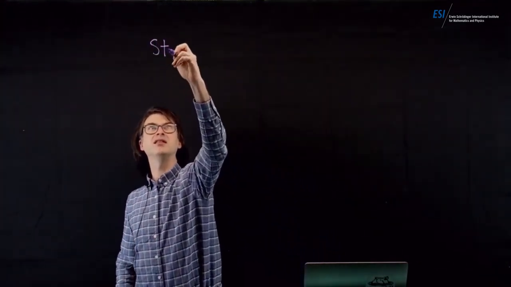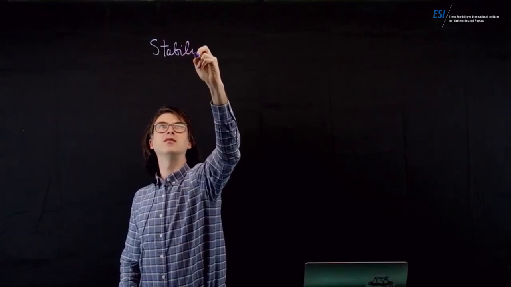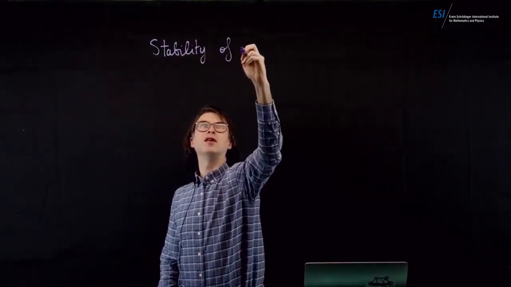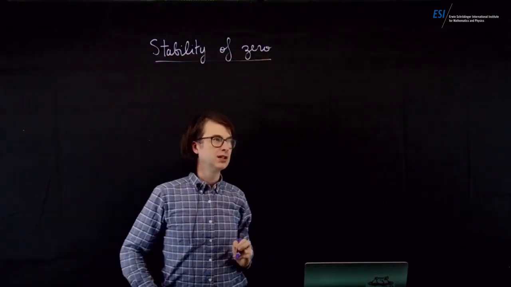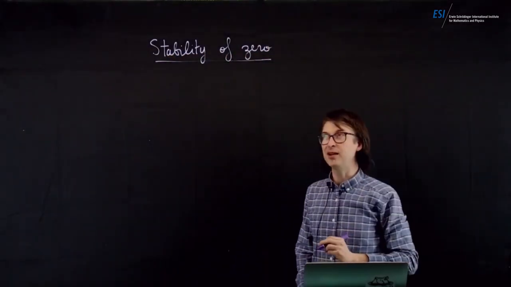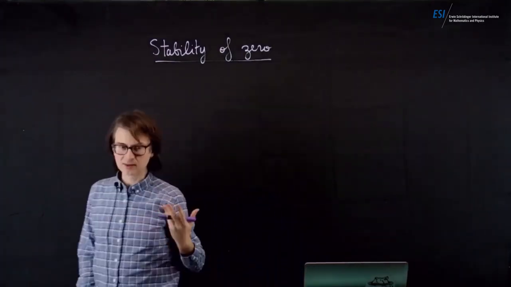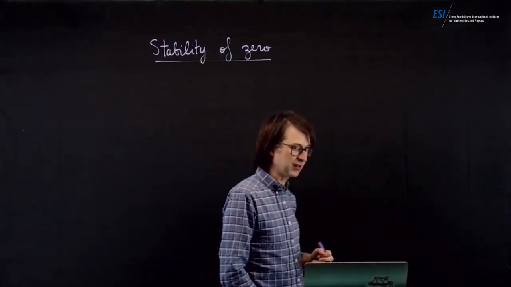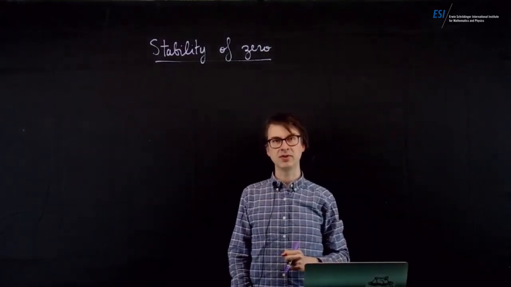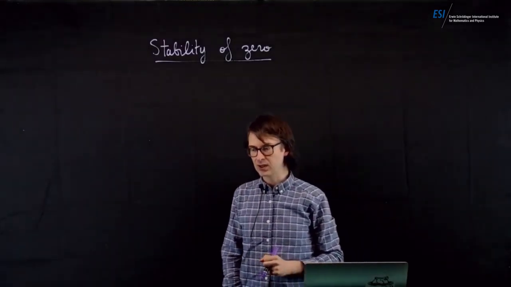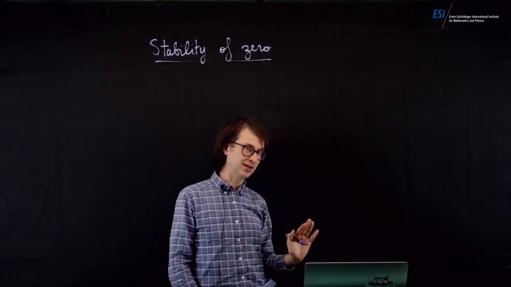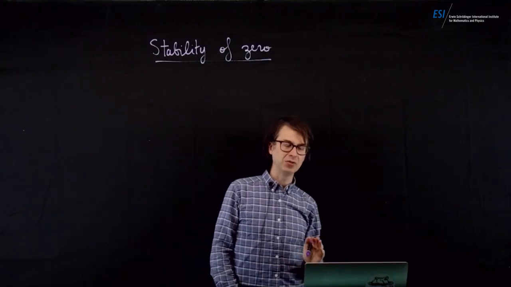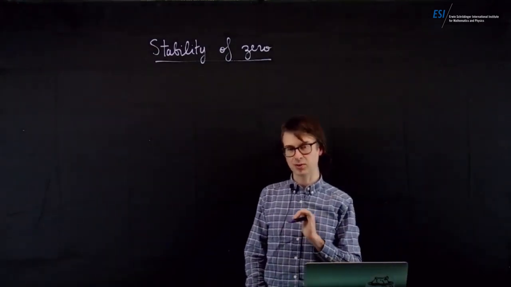Today, the topic is going to be the stability of zero. So what do I mean by that? Well, the ultimate goal of this series of lectures is to study the stability of solitons. But before getting there, we should first deal with an easier case, which is the stability of the zero solution.